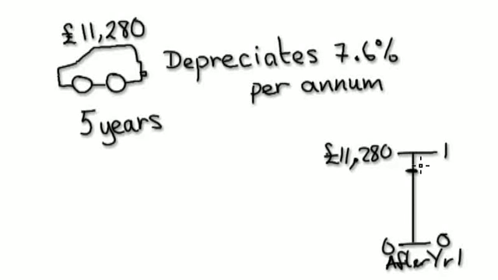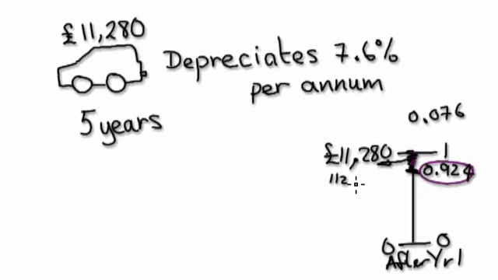Now, after year one, you're going to lose 0.076. It goes into thin air. So you're going to lose this amount here. So what is this magical value here? Well, it's 0.924. This bit goes into thin air. Don't forget, it goes into thin air. So this value here will be 11,280 times 0.924. This is the value of the car after year one.